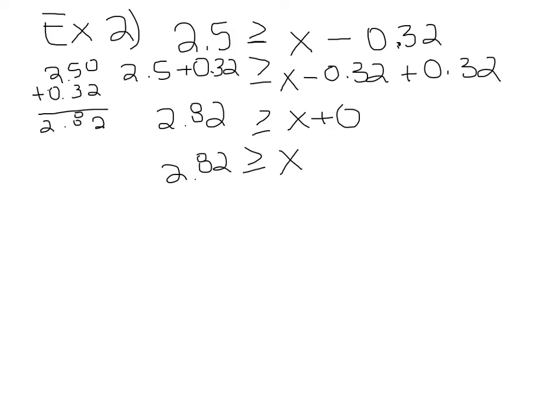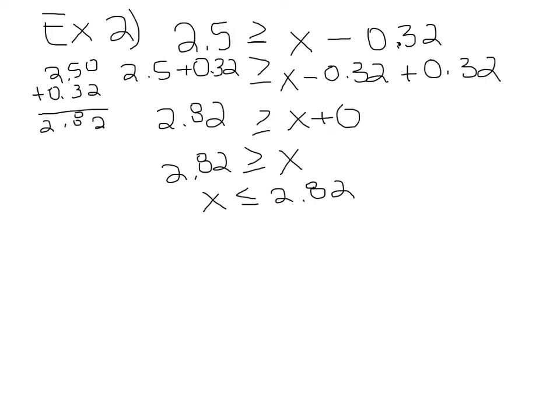Now I really find it easier, even though it says 2.82 is greater than or equal to x, I know that that's the same thing as x is less than or equal to 2.82, so I'm going to rewrite that as x is less than or equal to 2.82. To me, it is easier to leave your inequality with your variable on your left-hand side. You just want to make sure when you do that that you take the mirror image of the entire inequality. So you have to write now using the less than or equal to symbol.